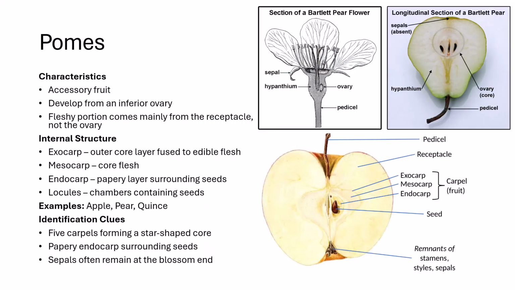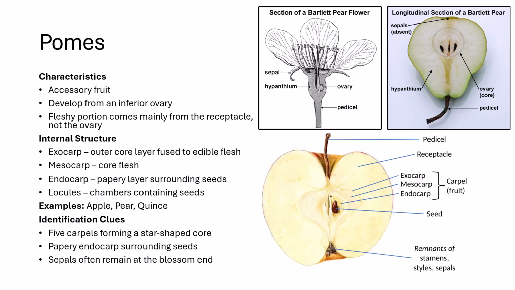Next, we'll look at pomes, which include fruits like apples, pears, and quinces. Pomes are considered accessory fruits. This means that the fleshy portion of the fruit does not come entirely from the ovary. Instead, much of the edible tissue develops from the receptacle or hypanthium, which is the part of the flower that surrounds the ovary. Look at the flower of the Bartlett pear and fruit to compare the parts.